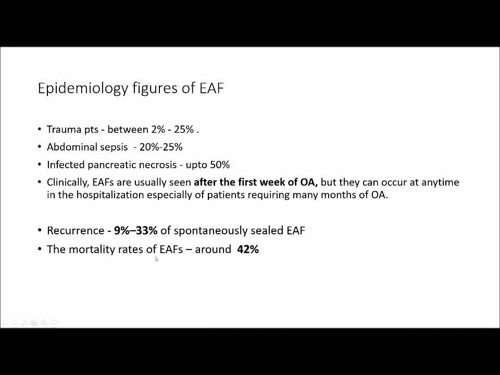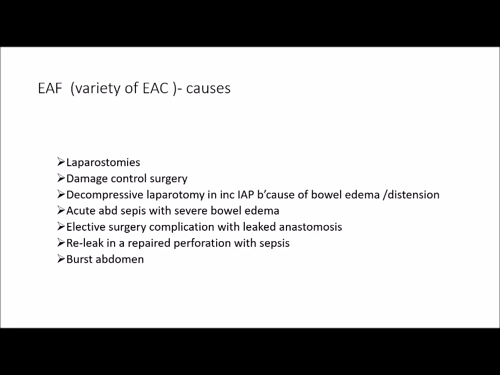The recurrence after spontaneous sealed EF, which is a rarity, the recurrence is almost 30-33%. That means almost 1/3 are going to recur again. The mortality rate of EF is around 42%. So almost 50%. That means of the patients who develop EF, almost half of them are going to die. 40% of them are going to die. So it's got a high mortality rate, right?